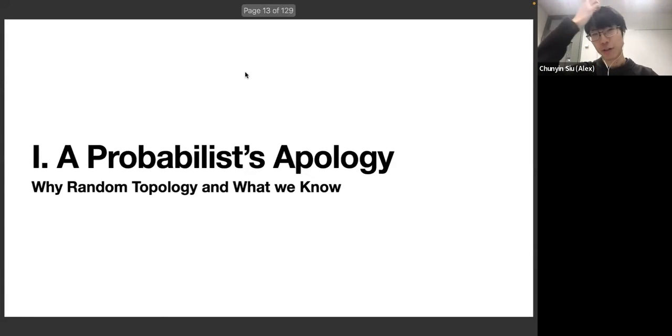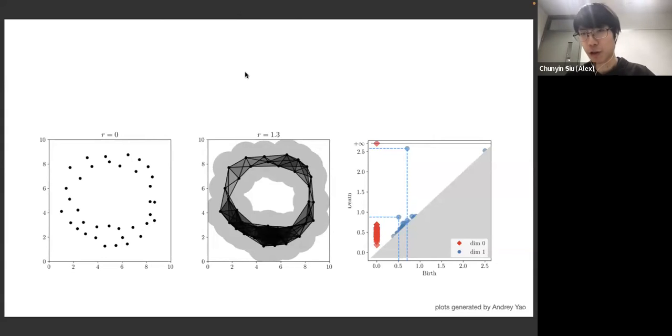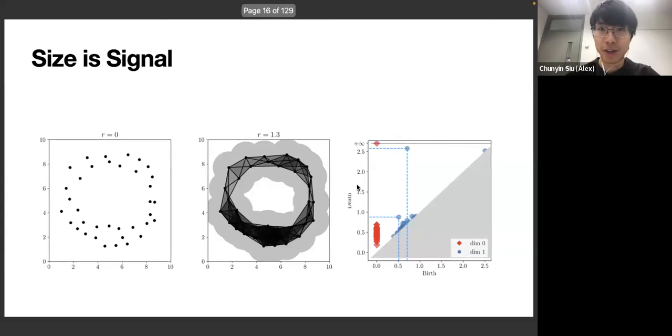Okay. So random topology. In the traditional topological data analysis setting, we start with a bunch of points. In this case, these are points that are sampled from a circle. Then we build simplicial complexes, and then we draw persistence diagrams and say, there's one point that's far away from the diagonal, so this thing is something like a circle. And these points are too near to the diagonal, and we don't care about them. Underlying this pipeline is the philosophy that size is signal. Whatever is big is important. So this circle is big, it is important, it's global, so we care about it.